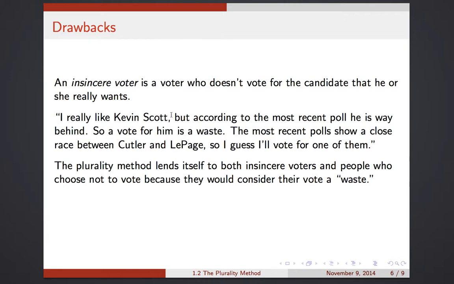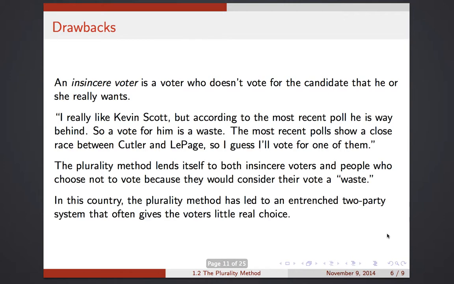Yeah, so the method lends itself to insincere voters and also people who just don't even vote at all, right? Because you could also imagine this person saying, I really like Kevin Scott, but he's going to lose, so I'm not going to vote, right? I would just stay home. So it leads to insincerity and indifference and inaction sometimes, right?